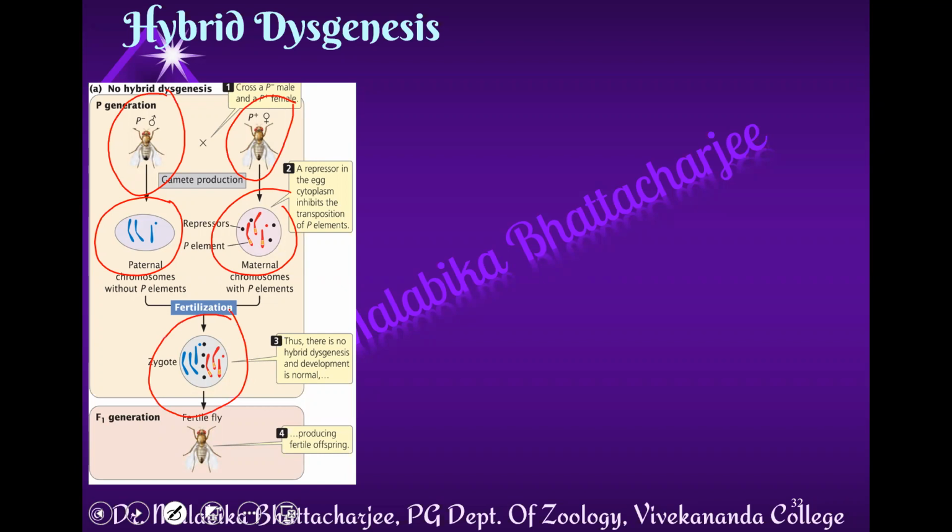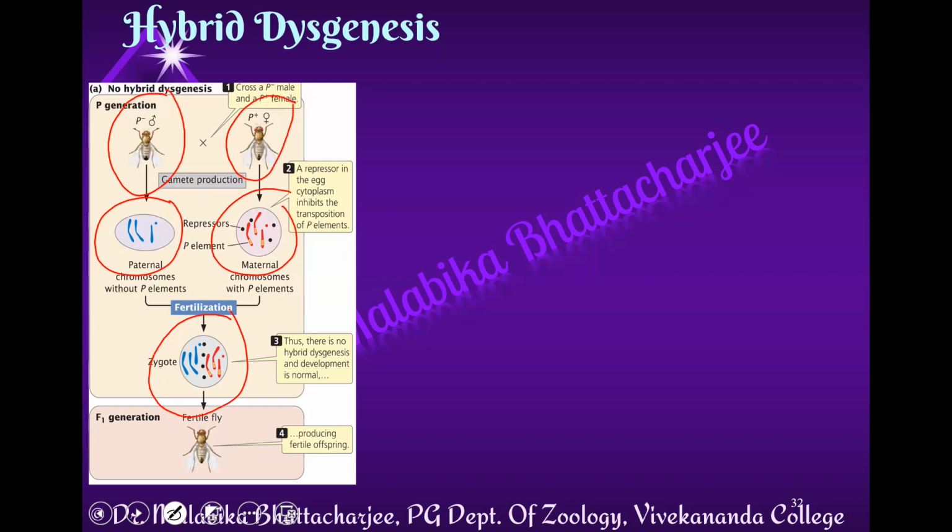Since the zygote contains the P elements as well as the repressor for the P elements, the P elements are unable to jump. Hence, the flies that are produced are normal, fertile flies, because the repressor elements prevented the jumping out of the P element from the genome. So this is the normal phenomenon, and as you can see in the picture, no hybrid dysgenesis is occurring. Now, what does the word hybrid dysgenesis mean?